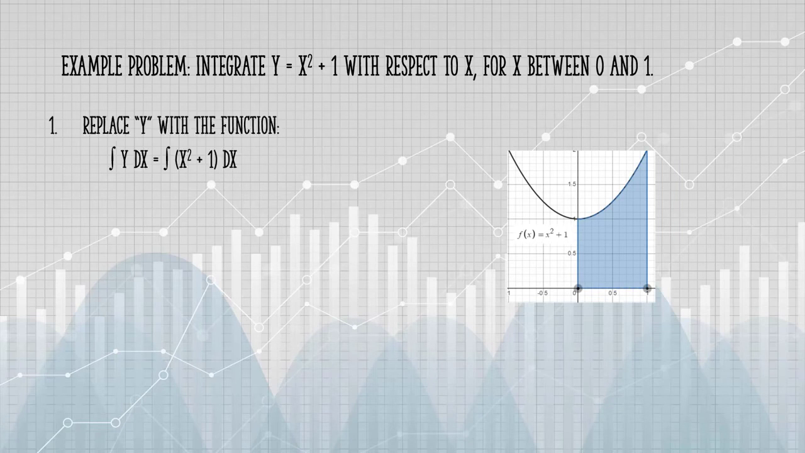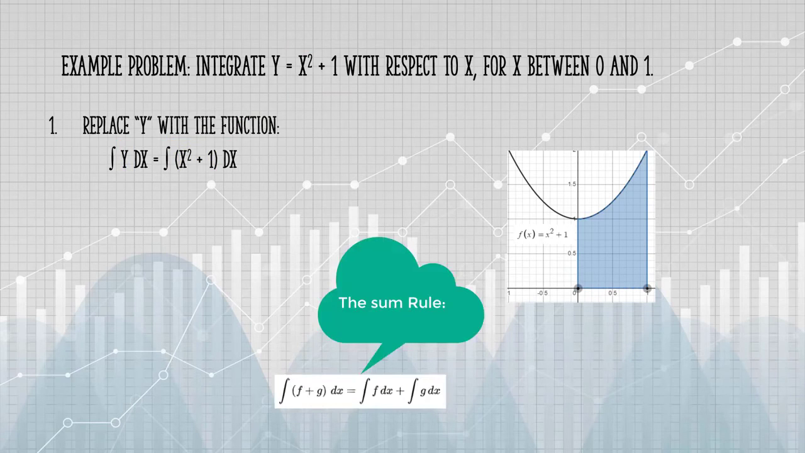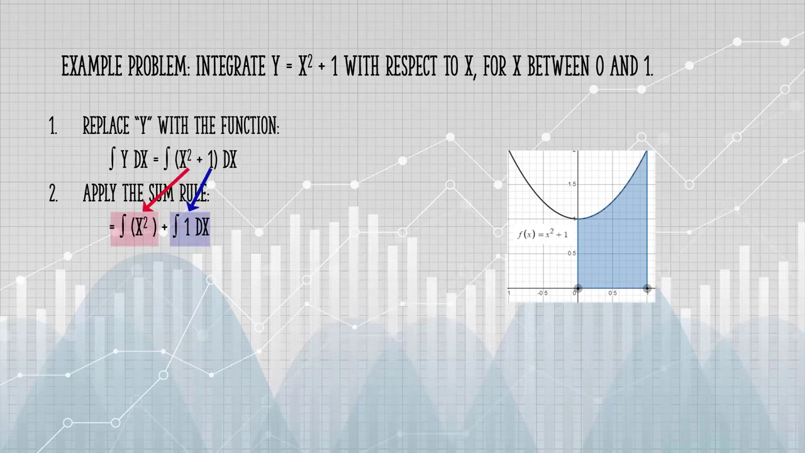The first step is to replace y in the formula with the function you're given. So that becomes the integrand x squared plus 1 dx. To solve this particular function, we'll use the sum rule first. The sum rule means we can split that into 2 parts. So we have the integral of x squared plus the integral of 1 dx.